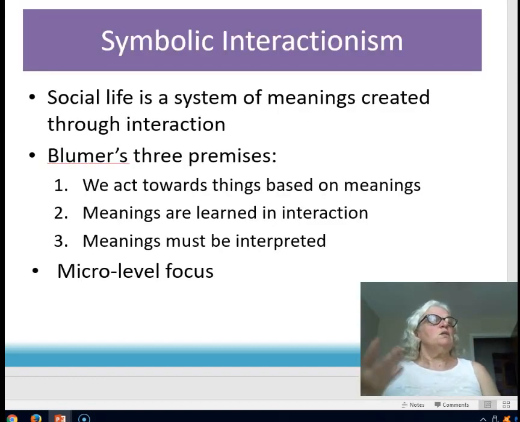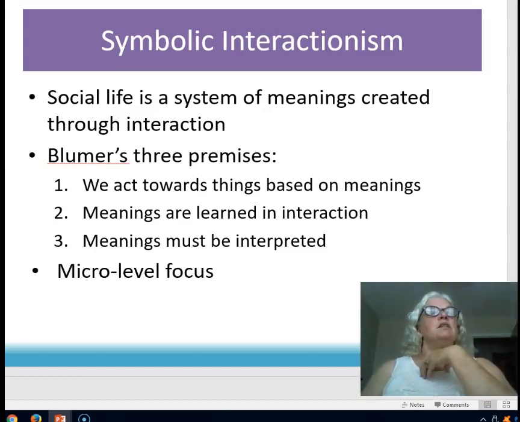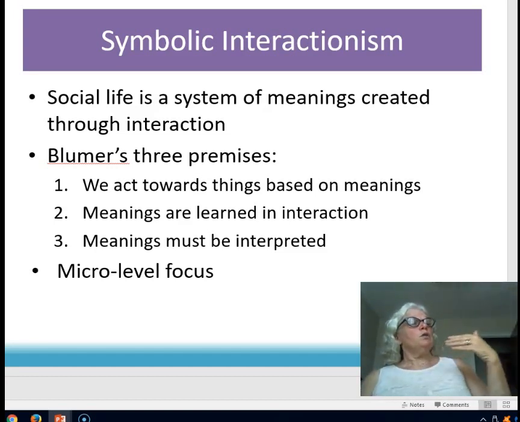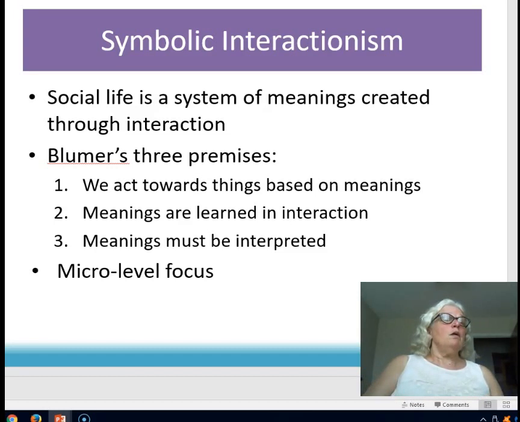Symbolic interaction is based on a number of different things, and we see that social life is a system that creates interactions, that we learn from our interactions, and we can see the power in these. So Blumer gives us three premises: that we act towards things based on their meaning, that meanings are learned in interaction, and that meanings must be interpreted. So we'll see the influence of family, especially in symbolic interaction. What we've learned in our family gives us the meaning to interpret what's going on in society. So it's that micro level focus that comes into place.